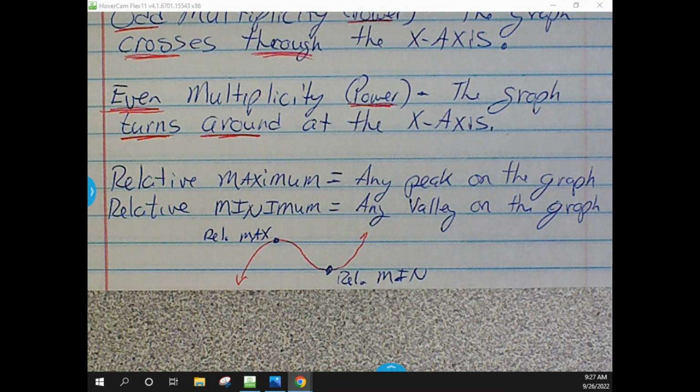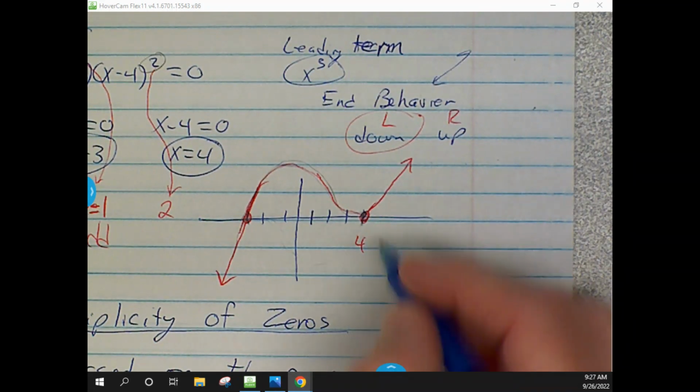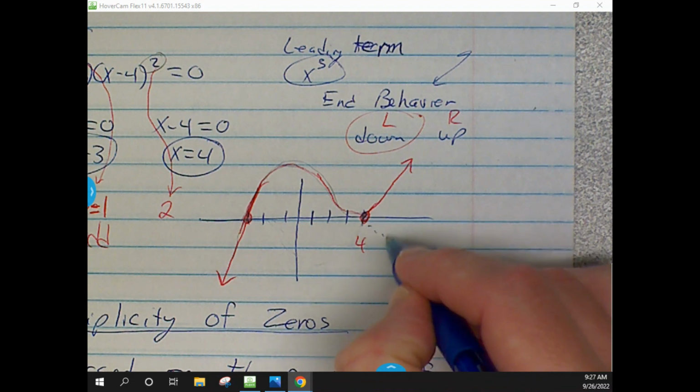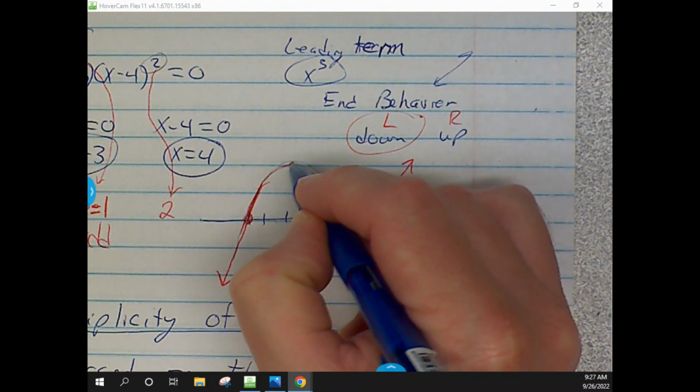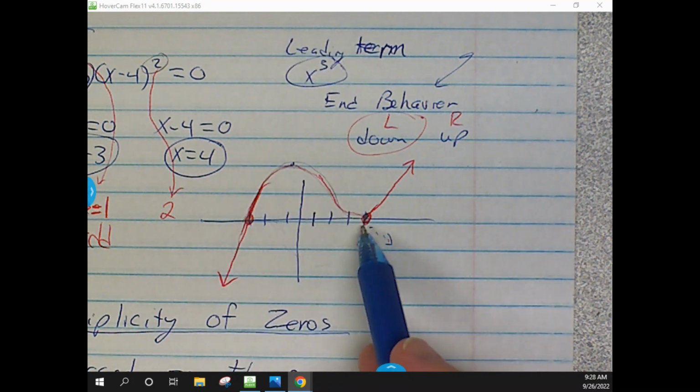So on the graph that we did up on the paper higher, like the top part would be the maximum and then the floor would be the minimum? Yes, so you have a relative maximum here, and you have a relative minimum there.